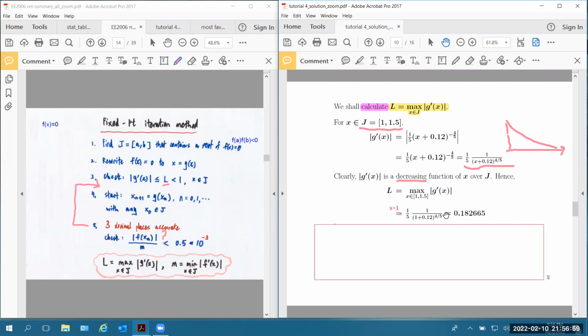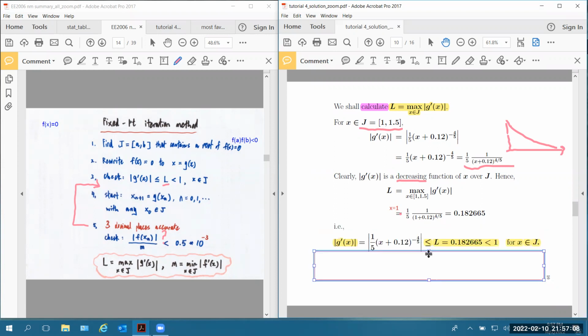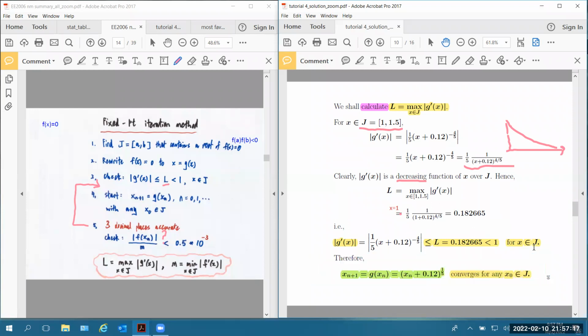So you can see very well that our L is below 1, right? L definitely is less than 1. So you can say your g prime x is less than or equal to L, and this L is below 1 for all the x in J. Therefore, our fixed point iteration x n plus 1 equals g of x n. So you put the x as x n. This is your formula, and later you use this to do your calculation. So this one converges for any x not in J. Until here, is it okay?